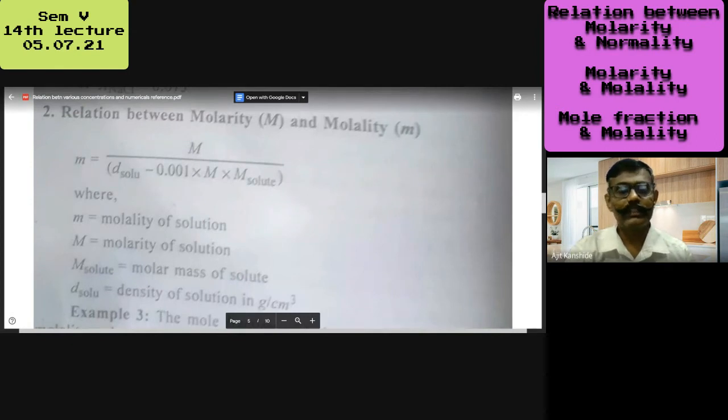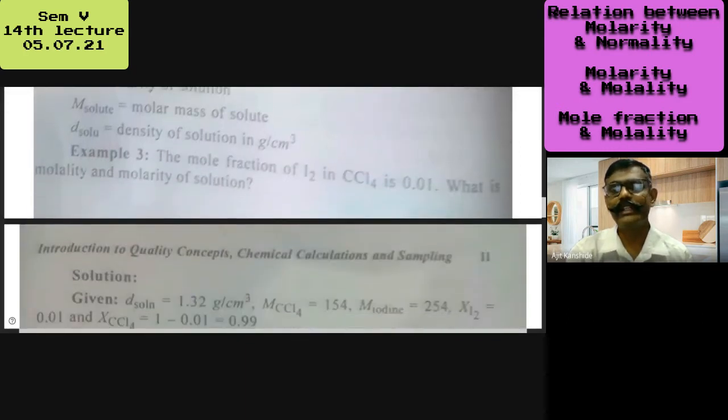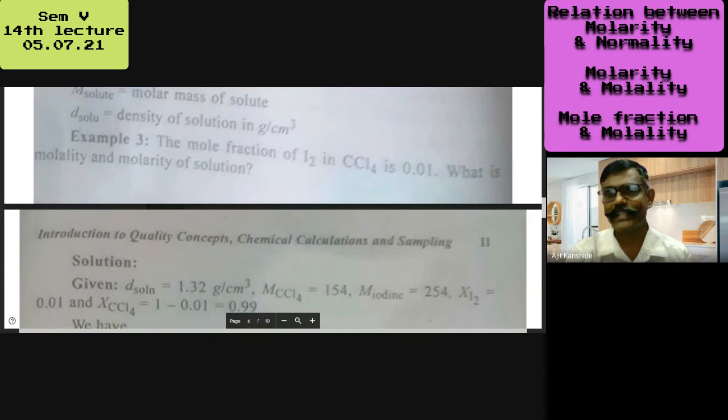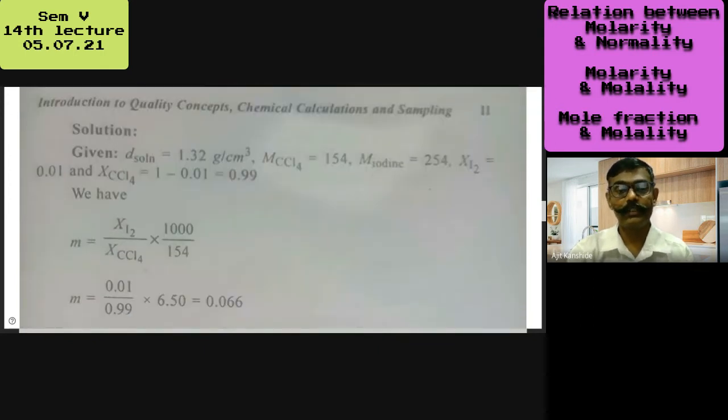So this is a relationship, and you need to remember it, and with the help of that relationship you have to solve numericals. Example number 3 is given there. They have taken the example of iodine in CCl4. Here mole fraction is given. So mole fraction means what? That also you should know. What is the molality and molarity? See here, they are using different formulas. So you can work on that.